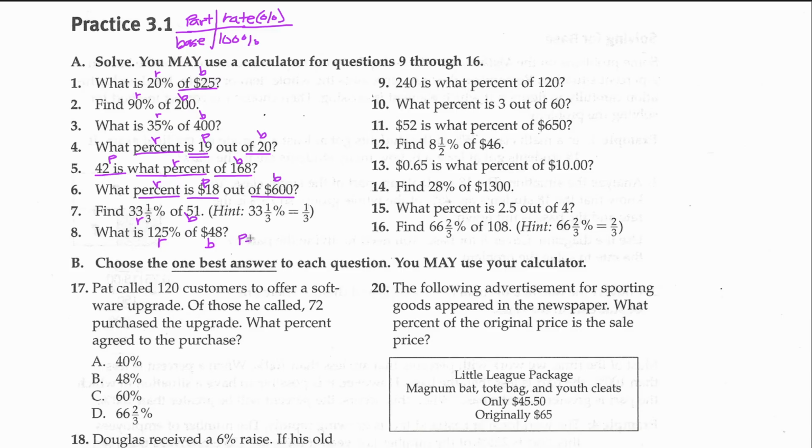We know that P is going to be greater than $48. Why? Because the rate is more than 100%. So P is going to be more than $48, just so you know that. If the rate is under 100%, then the part is going to be less than $48 in this case. Now let's move on to number 9.